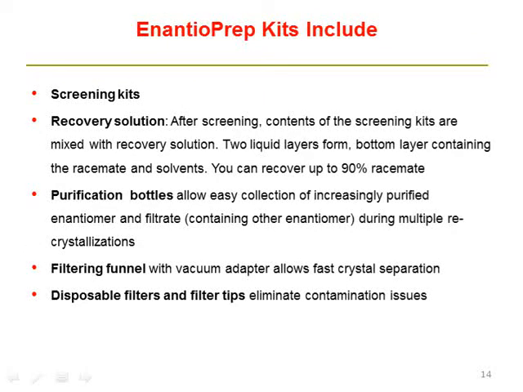Enantiomer prep kits include screening kits, recovery solution. After screening, contents of the screening kits along with the recovery solution are collected into a separatory funnel. Once 2 liquid layers are formed, the bottom layer containing the racemate and solvents is extracted out and dried to recover up to 90% of the racemate.